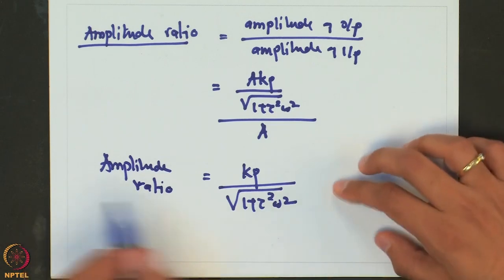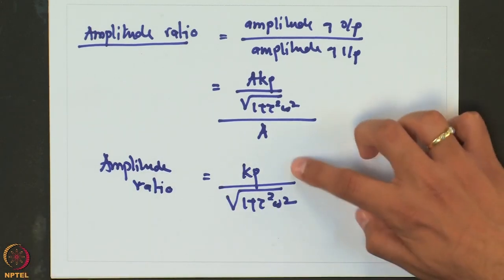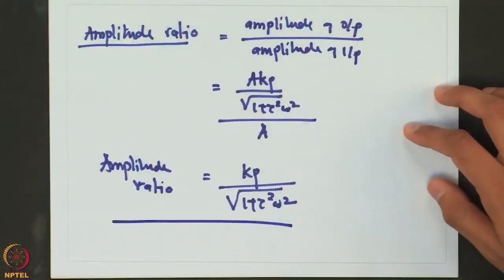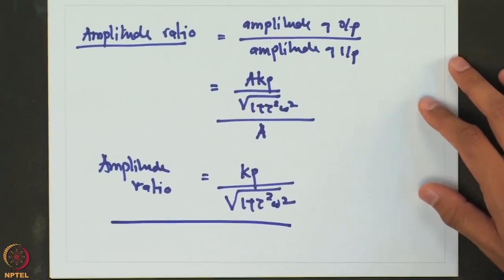So we can see that the output amplitude depends directly on the K_P. So the larger the gain of the system, we will see a larger impact on the amplitude ratio, but we can also see that it is inversely proportional to the frequency. So as the frequency of the input increases, what we are going to see is that the amplitude ratio substantially decreases. That is one of the reasons why these systems are sometimes used to reject very fast disturbances. So we will try to see the impact of this particular phenomenon through a simulation.